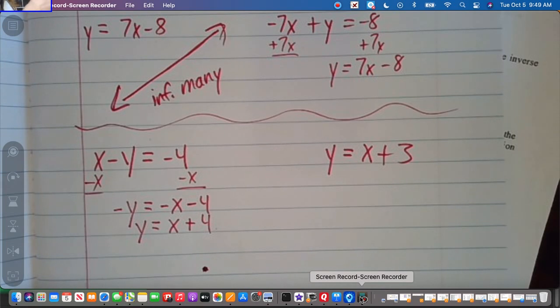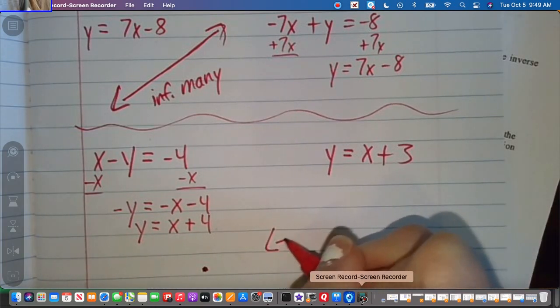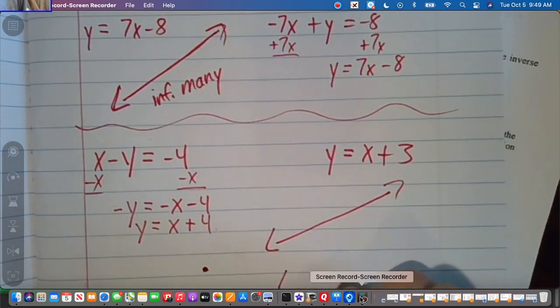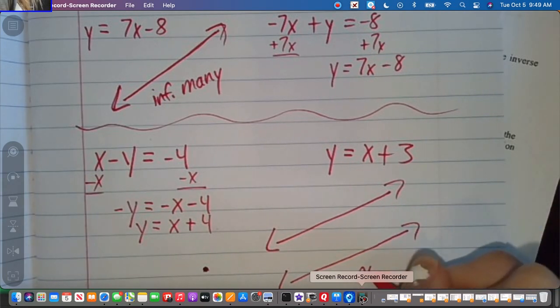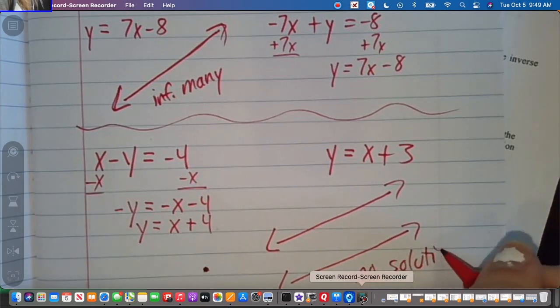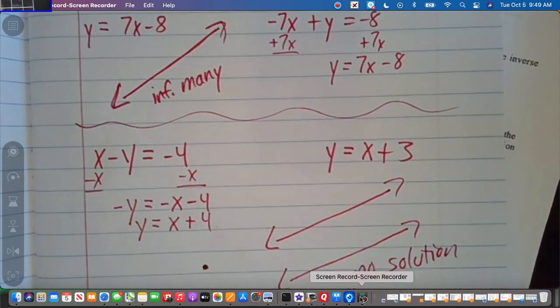Thank you. Okay, so they're not the exact same, so it's not infinitely many. Do they have the same slope? Yes. What's the number in front of x? Yeah, so they are parallel lines. If they have the same slope, it's going to be no solution. You could graph that on your graphing calculator. So it's going to be no solution.